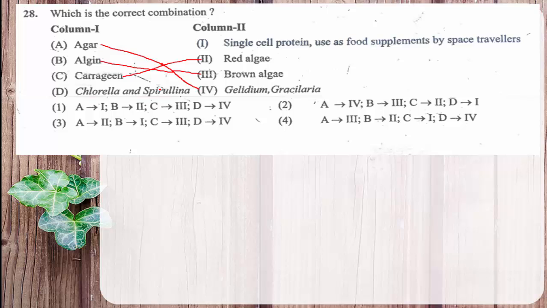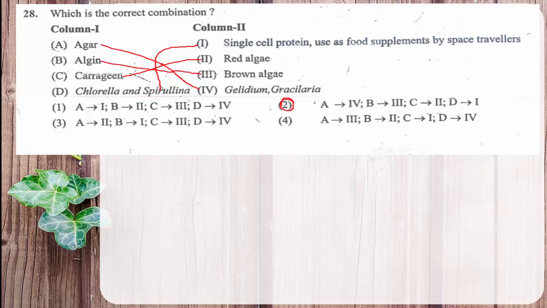Chlorella and spirulina are the single cell proteins. They are rich in protein, so they can be used as food supplements by space travelers. They provide high energy along with protein and vitamins. Therefore, it is used as a supplementary food material, particularly by the space travelers. So the right option for this match the following becomes option 2.